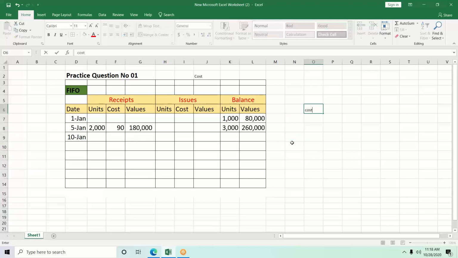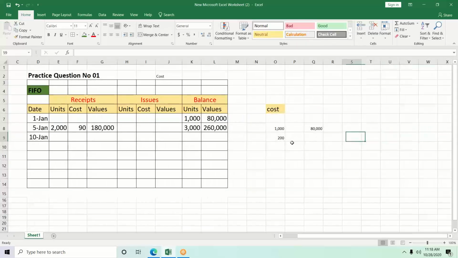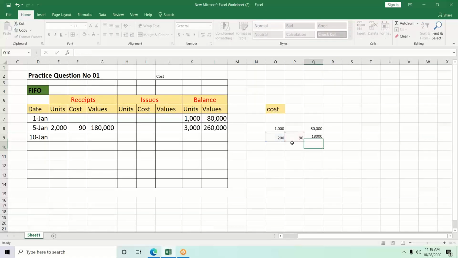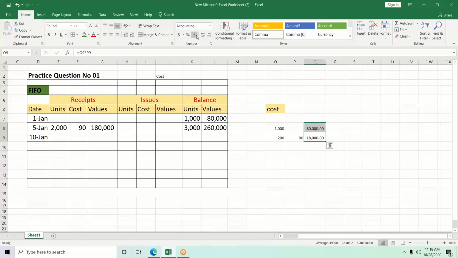When you're calculating the cost of those 1,200 units, the main assumption is first in first out. So whatever inventory you got first, you are issuing first. Therefore, you are issuing the opening stocks of 1,000, the value of it rupees 80,000. And you need to issue another 200 units more. That 200 you cannot issue at that price, so you are issuing at 90. How much is the value? 200 into 90, that is rupees 18,000.